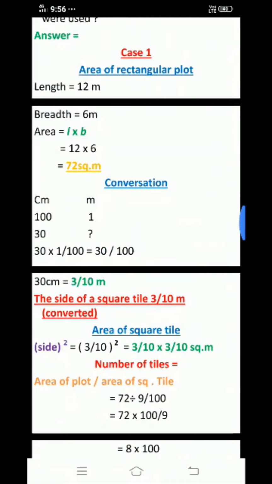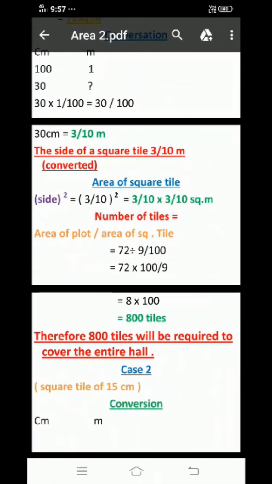Now see the next part. Area of a square tile. The area of a square formula is side square, and we already got the side as 3 upon 10. So 3 upon 10 square means 3 upon 10 multiplied by 3 upon 10 in square meter, and that is 9 upon 100.